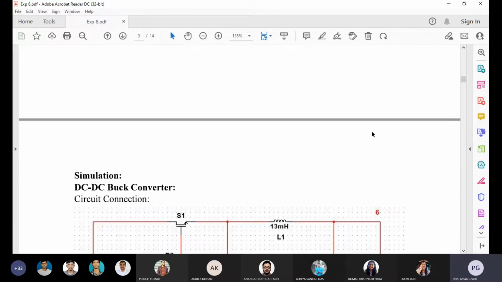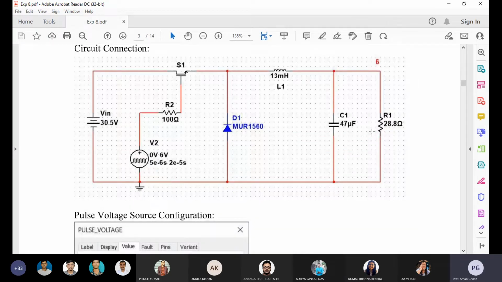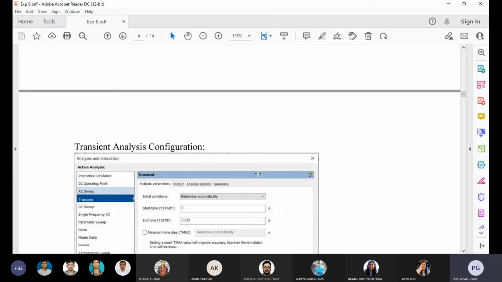Now you can do the simulation for the buck converter. We are using some switch, a diode is there, and values are given here. Directly we are incorporating the pulse, and directly we are getting the response of the buck converter in open loop. These are all done in the open loop, so all the values are given over here.